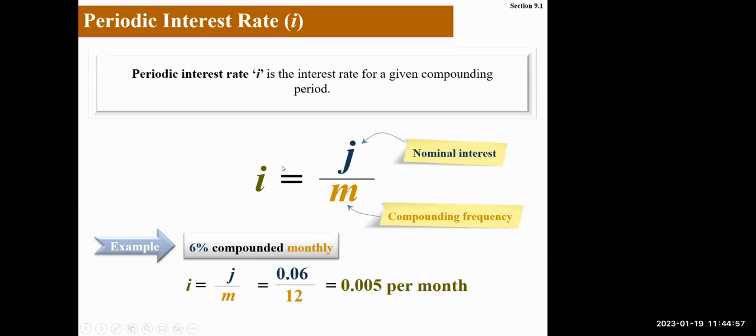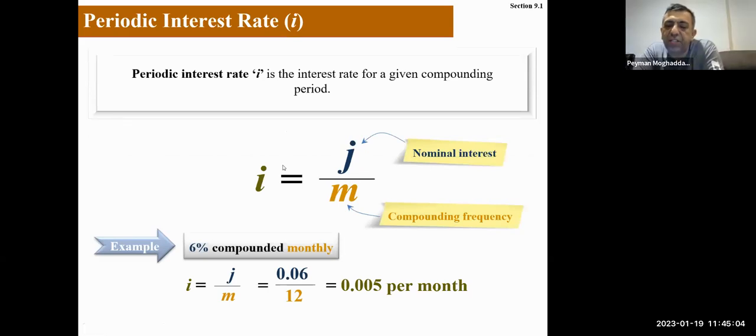Excuse me, Professor. Can you please explain nominal interest rate again? Nominal interest rate is just the interest rate per annum, per year. In this example, when they say 6% compounded monthly, the 6% is the nominal interest rate. That's the interest rate which they give you in the examples.